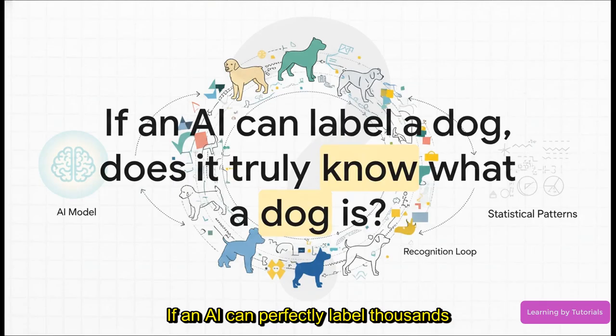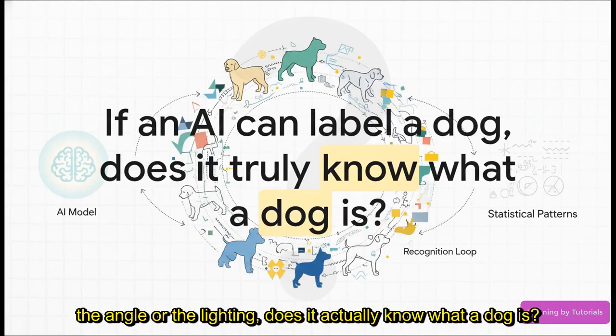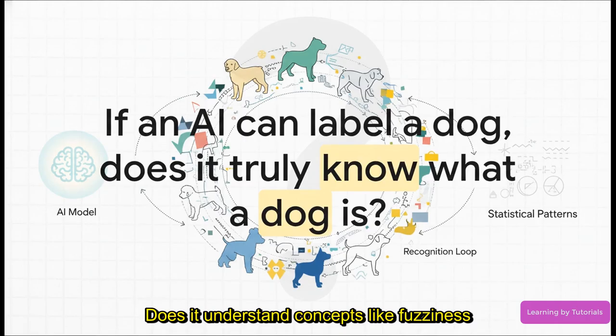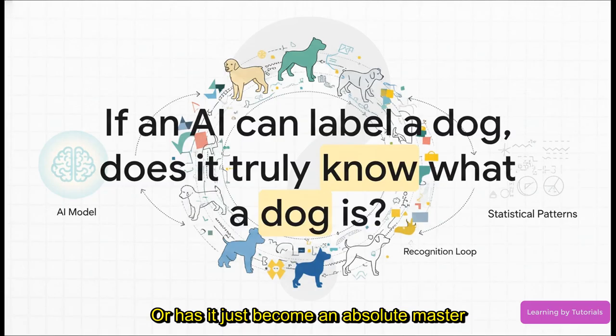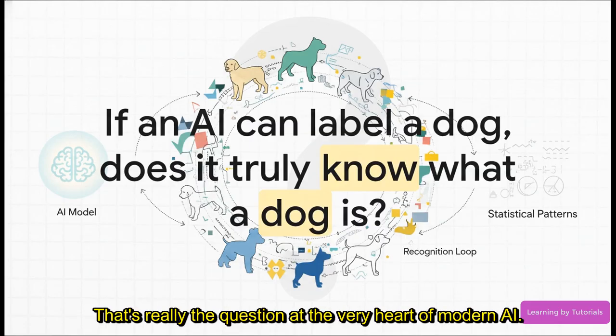If an AI can perfectly label thousands of different dog photos, no matter the breed, the angle, or the lighting, does it actually know what a dog is? Does it understand concepts like fuzziness or loyalty? Or has it just become an absolute master at recognizing the statistical patterns that we humans decided to label dog? That's really the question at the very heart of modern AI.